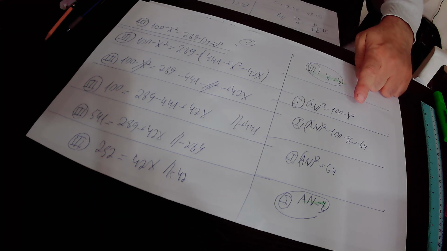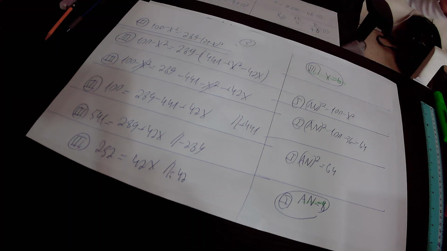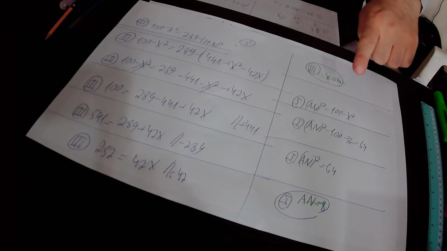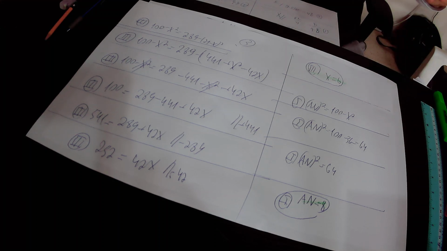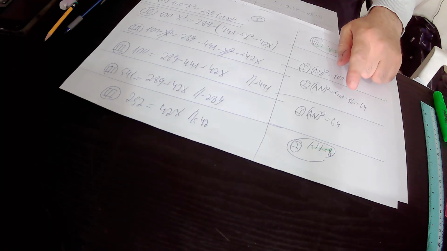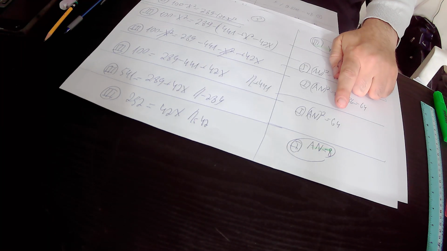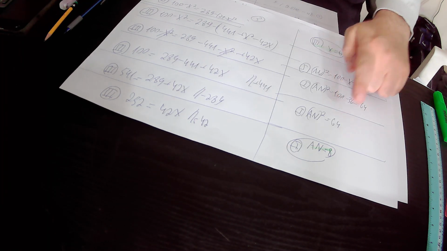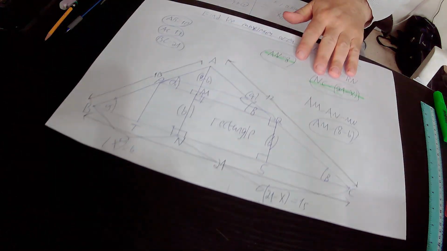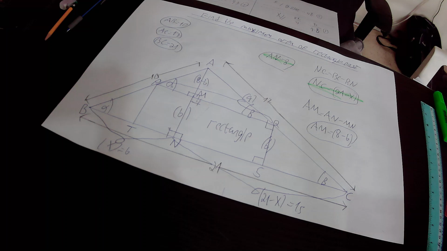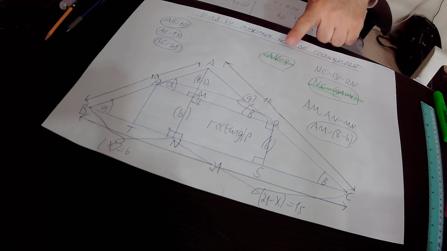So AN squared equals 100 minus x squared. x is 6, therefore x squared is 6 squared, that is 36. So according to equation 1, we found that AN squared equals 100 minus 36, that is 64. So AN squared equals 64. We take the square root of this equation, and finally find that AN equals the square root of 64, that is 8. So this line AN equals 8 units in length. Here AN equals 8.